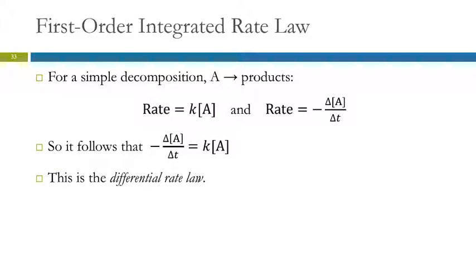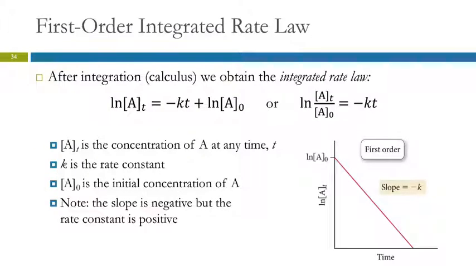So we can equate these two things. If this is equal to the rate and this is equal to the rate, then those two things must be equal. And we can say that the negative change in concentration of A over the change in time is equal to a constant times the concentration of A. This is what's called the differential rate law. If we integrate that differential rate law, we get what's known as the integrated rate law.